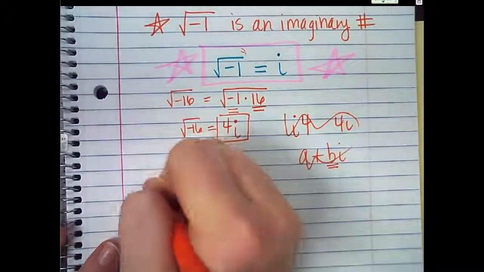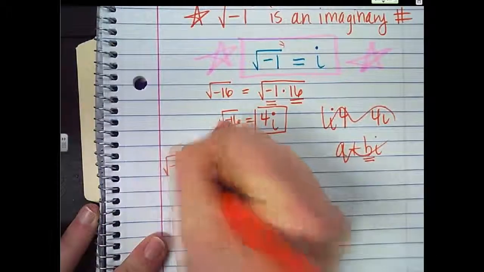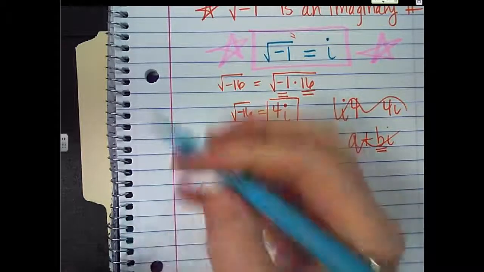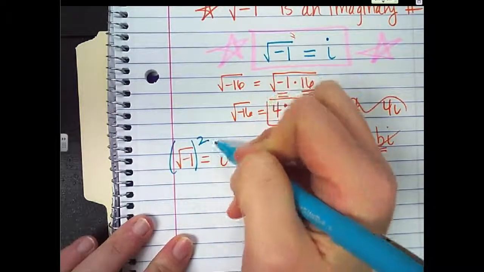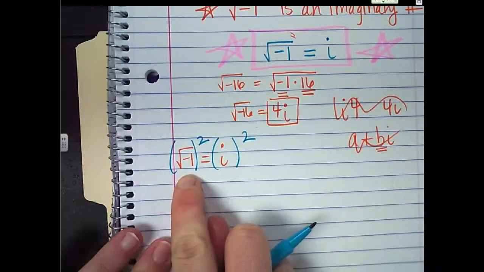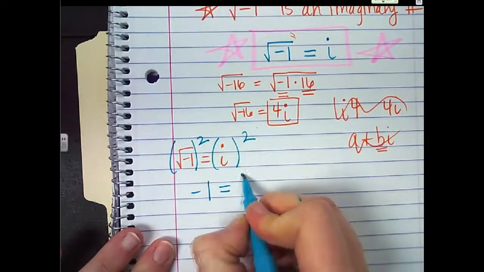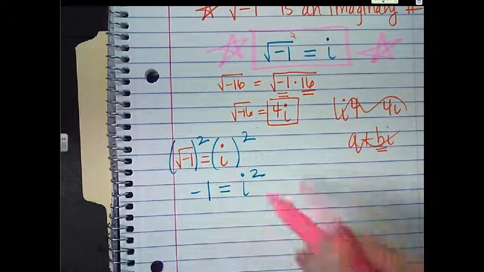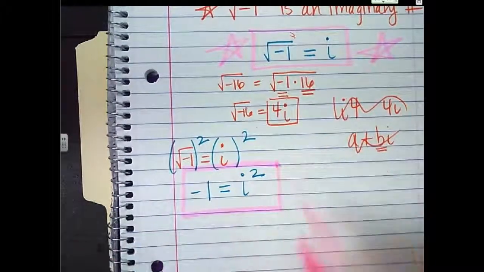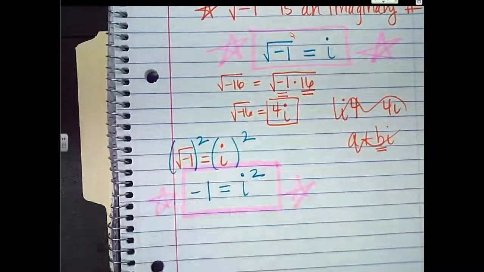Okay. The other thing: if I write what I just wrote up there, the square root of negative 1 equals i, and I square the left side to get rid of the square root, and I square the right side, what happens to my square root? It goes away. So I get negative 1 equals, what does this become? i squared. Here's the other important thing you need to know: i squared equals negative 1. So you'll never leave an i squared in your answer because it equals negative 1. So far, so good? It's not bad, I promise.